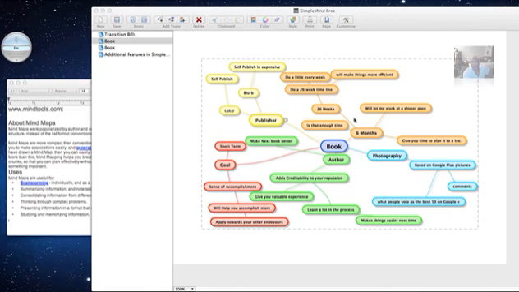I hope that by seeing this mind map right here, you get some ideas, and it gets your creative juices flowing. With that, that's all I've got.